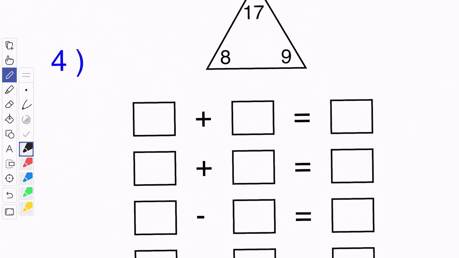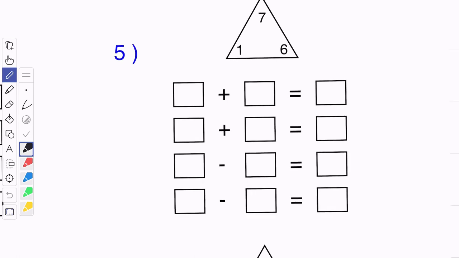We're going to use the same trick. We're going to put 17, our biggest number, over here for the addition ones, and then over here for the subtraction ones. So you could do 8 plus 9 equals 17, or 9 plus 8 equals 17. We could do 17 minus 9 equals 8, or 17 minus 8 equals 9.